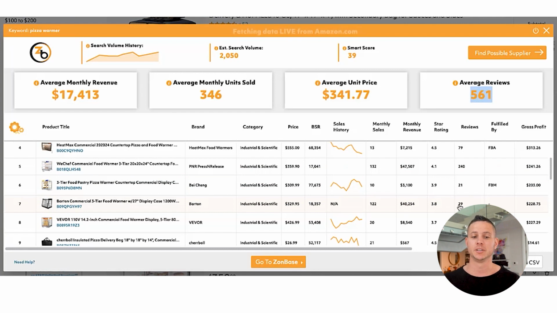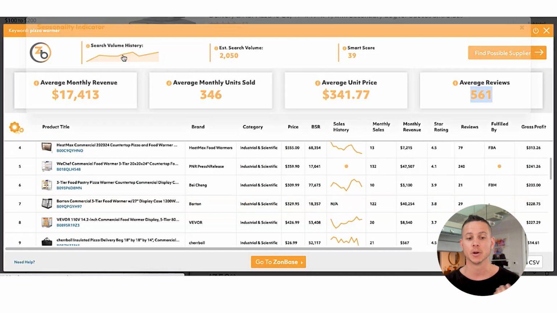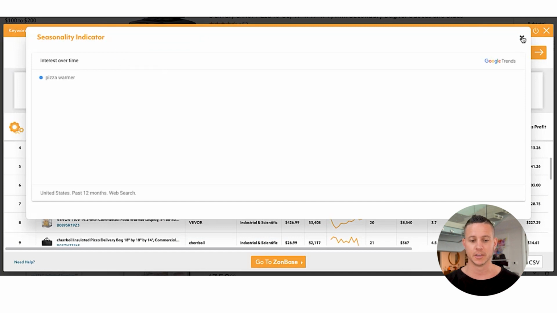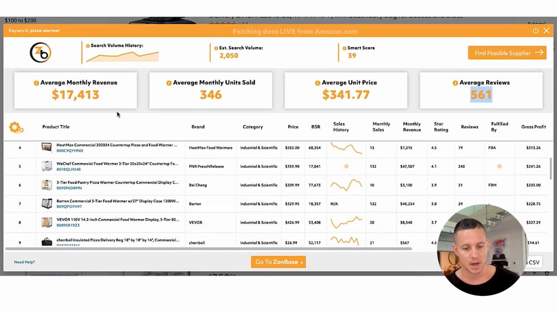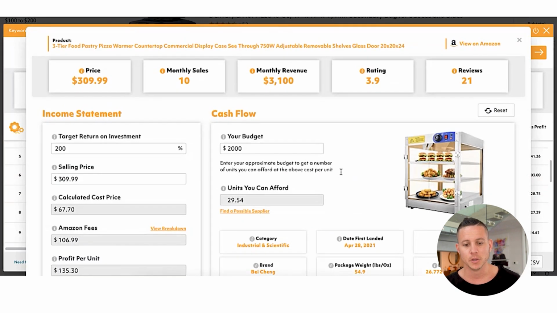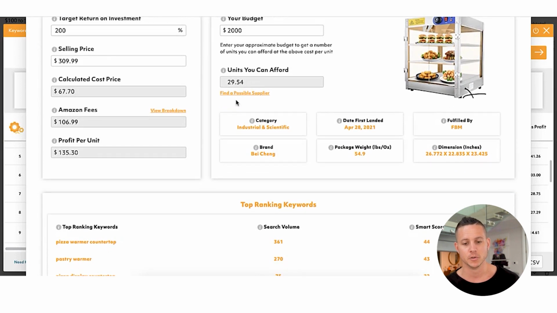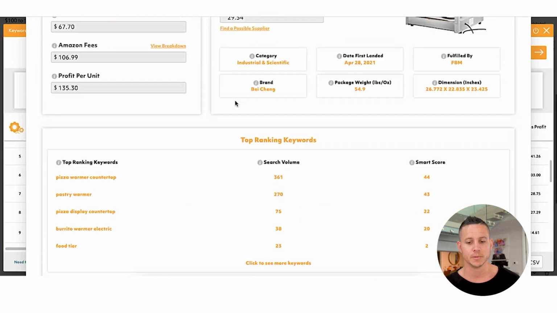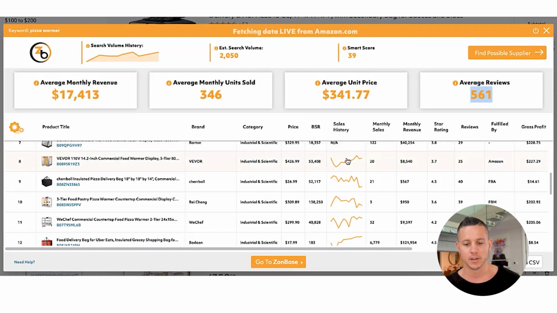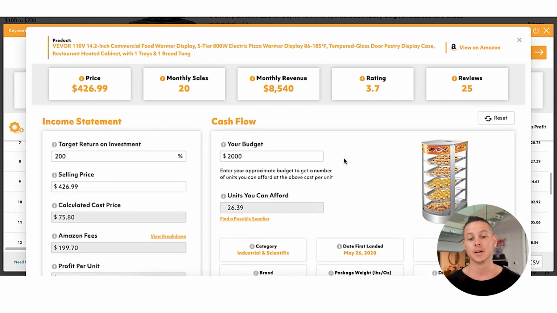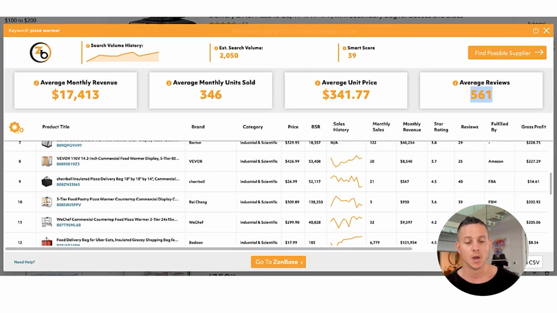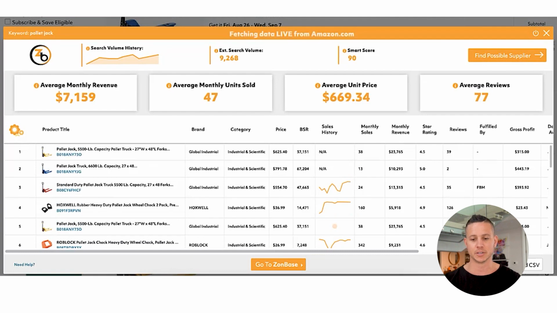So this is 100% a product that I would want to look deeper into when it comes to all sorts of things that are actually important related to this product, right? If we wanted to, we can even go a little bit deeper, look at the sales history. We can get an income statement, where we're targeting how much profit percentage or profit per unit we're looking for. We can enter our cash flow. We can look at the number of units that we can afford, right? All of these extremely valuable things, all available to you literally at the click of a button here inside of the Zonbase Chrome extension. So Pizza Warmer, definitely one that I would want to look deeper into.